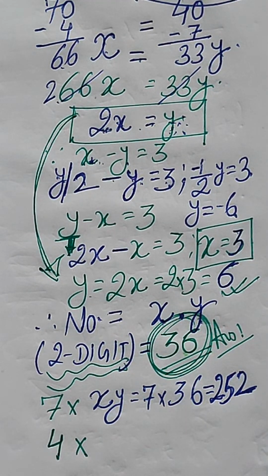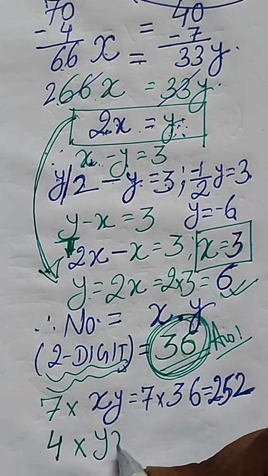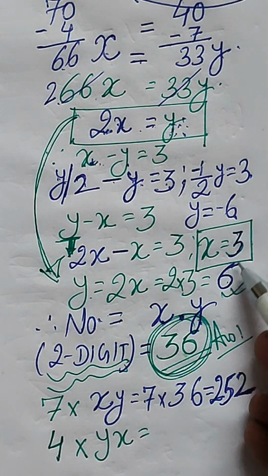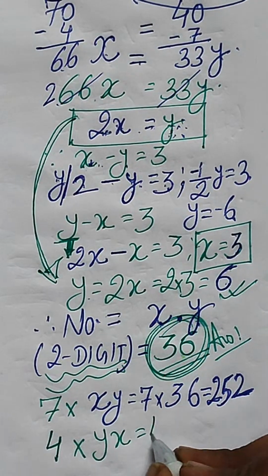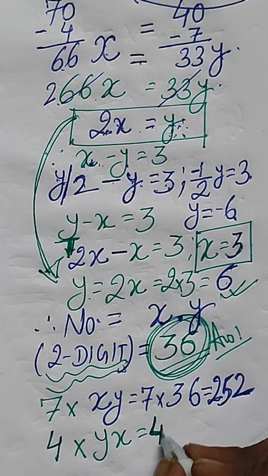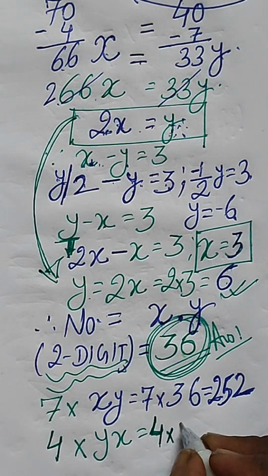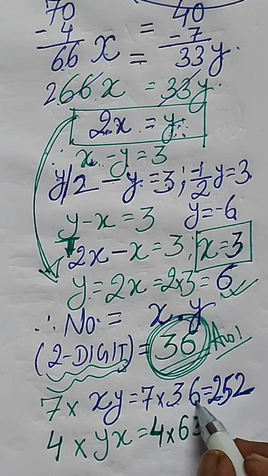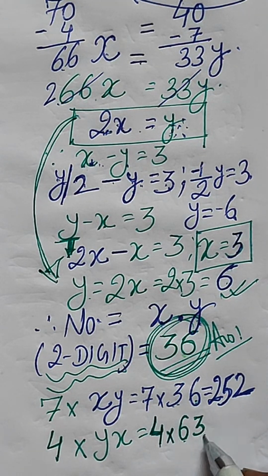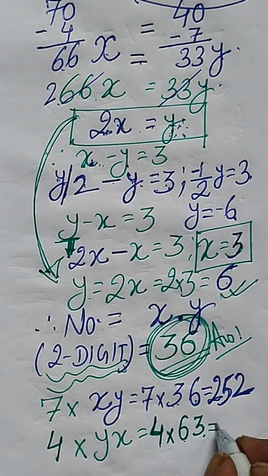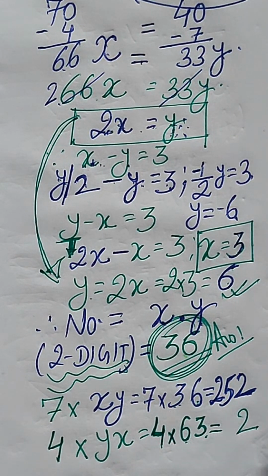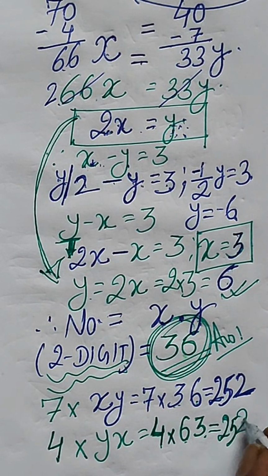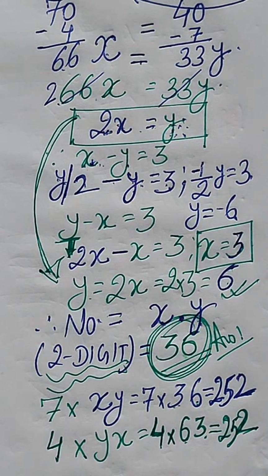So reversing the digits, that means yx, and what will be the value of yx? This will be 63. So this will be 4 multiplied by 63. Here you can see the number is 36 initially and later on it was 63. So this will give you 252, again the same number. That means we have verified.